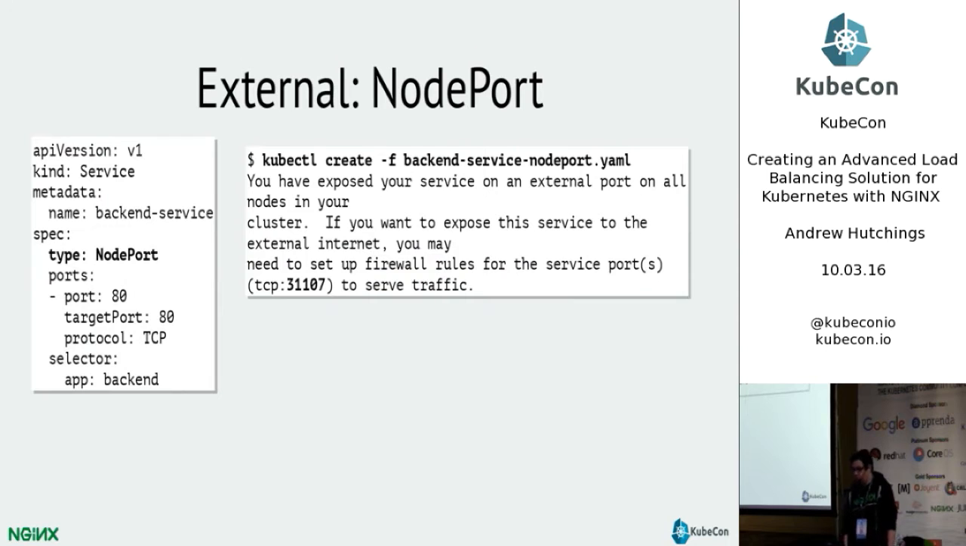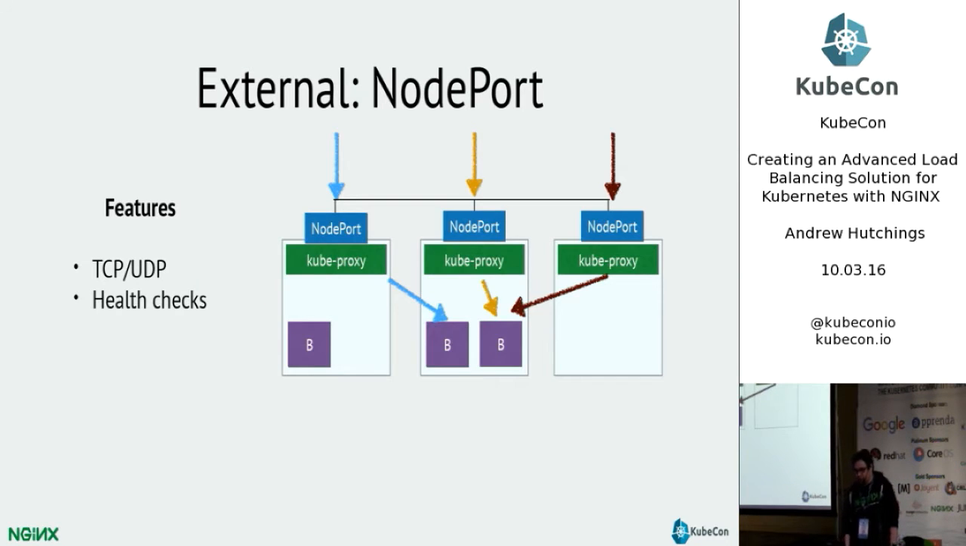So as far as external goes, the first option is node port. It essentially exposes the kube-proxy port to the internet, and typically it's on a very high port in the 30,000s range, I believe. It has basically the same features as kube-proxy, but session affinity is a little bit difficult because it needs to hit the same node every time, and that doesn't always work out that way.